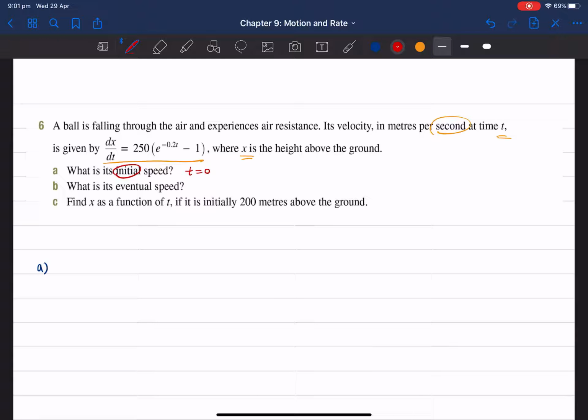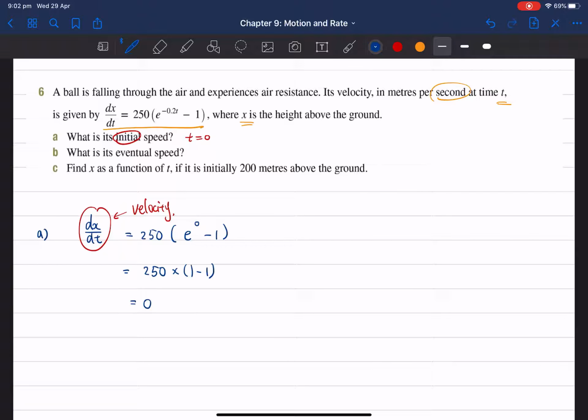All right, initial speed. So how about we just do some substitution to work out the initial speed, because dx over dt is changing distance over changing time, and that's the velocity. Okay, so let's do a substitution. That becomes 250 brackets e to the power of 0, because when you substitute t equals 0, the power is just 0, minus 1. And that becomes 250 times 1 minus 1, which is equal to 0 at the end. So the initial speed is equal to 0. All right, it's not moving initially.